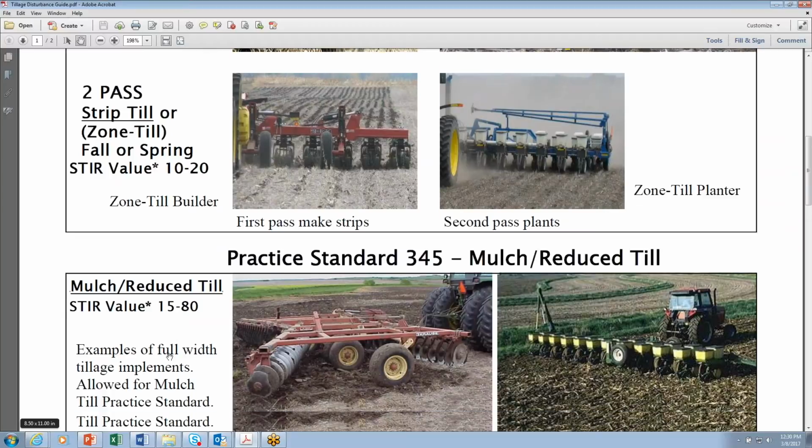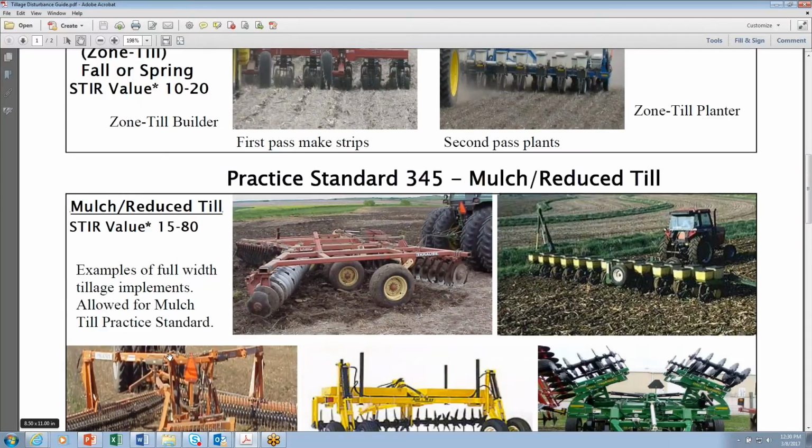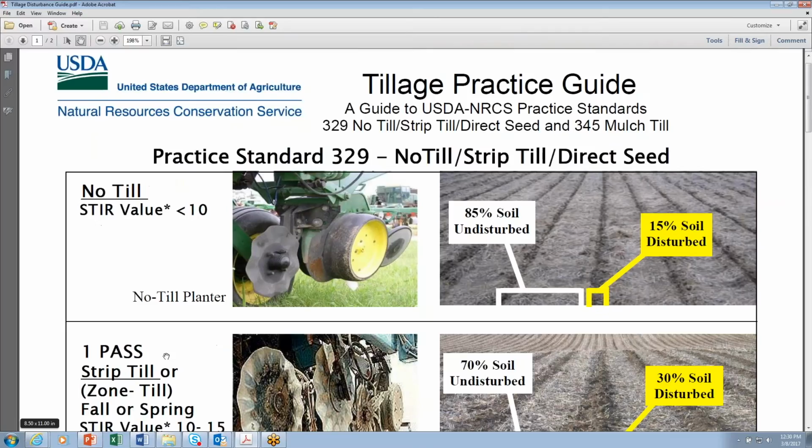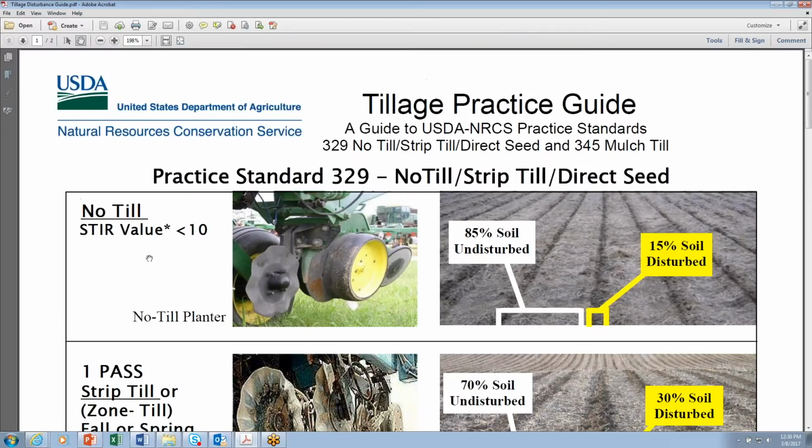We have variables when we go all the way up to 80 on a stir value and all the way down, in this case no-till, to 10. I think there's really big differences in the middle of these standards that need to be understood so that we can help keep steering people toward what true no-till is. So I'm not going to combine these. I want to keep them pure because I think this really tells us a lot.